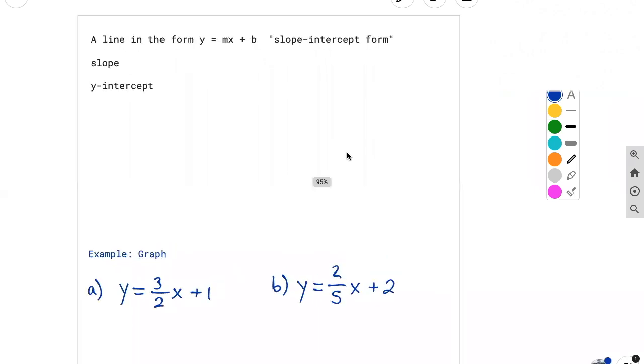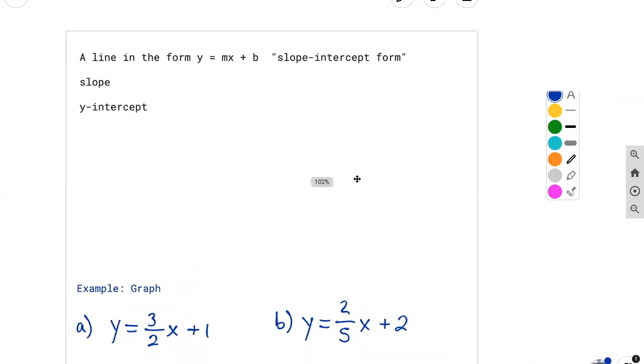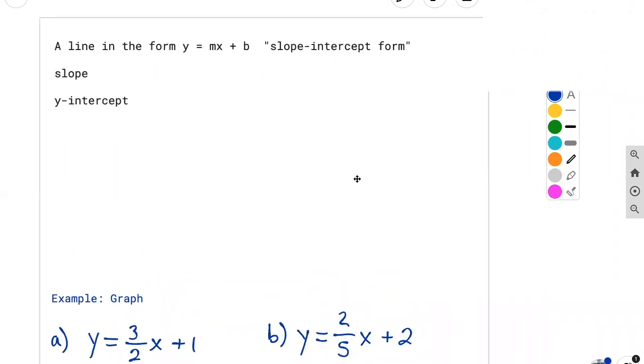Here we are going to learn how to graph straight lines. Specifically, we're going to look at lines that are written in this form, y equals mx plus b. Not every line has to be written in this format, but today we're going to look at specifically those. This format is called the slope-intercept form.